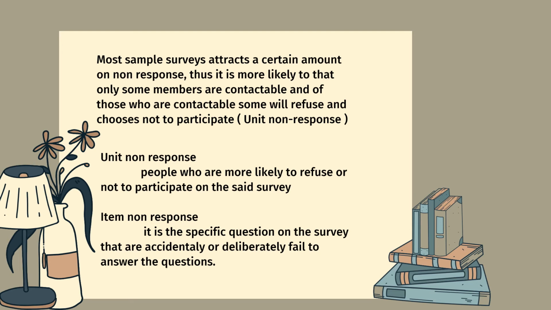So there are two kinds of non-response: unit non-response and item non-response. Unit non-response refers to the people who refuse or do not participate in the said survey. In contrast, item non-response is when specific questions on the survey are accidentally or deliberately left unanswered.